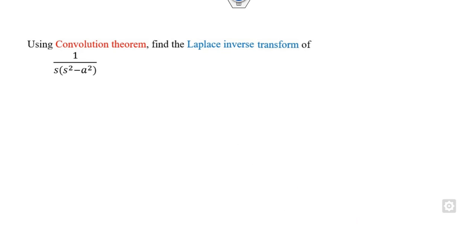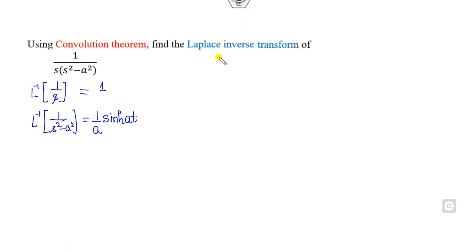Okay, look at this another one. Again, you can take this as Laplace inverse of 1 over s, and Laplace inverse of 1 over s square minus a square. So it will be 1, it will be 1 over a, sine hyperbolic at. Now you can start from here. Make sure you write it properly. Find this value and write it here.